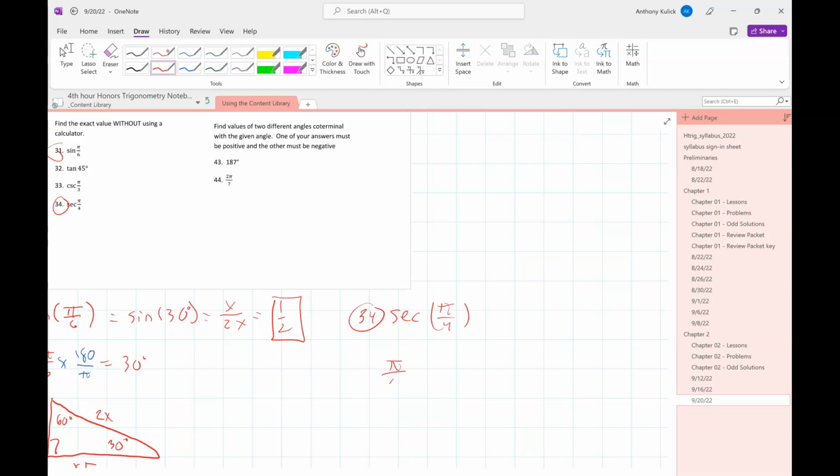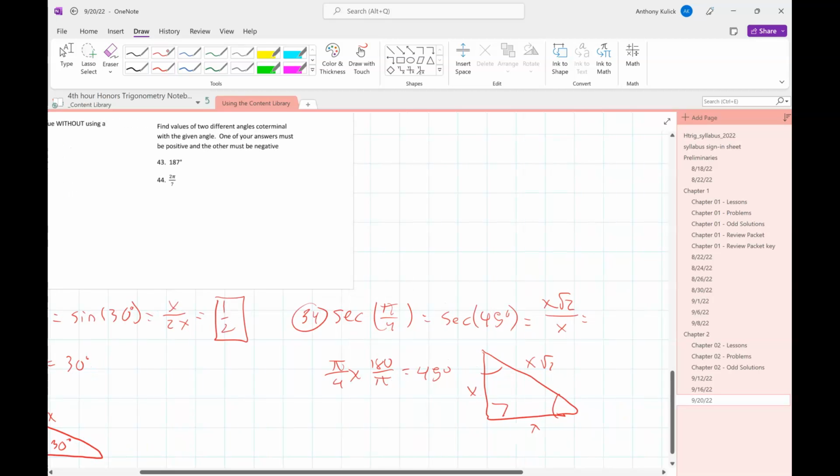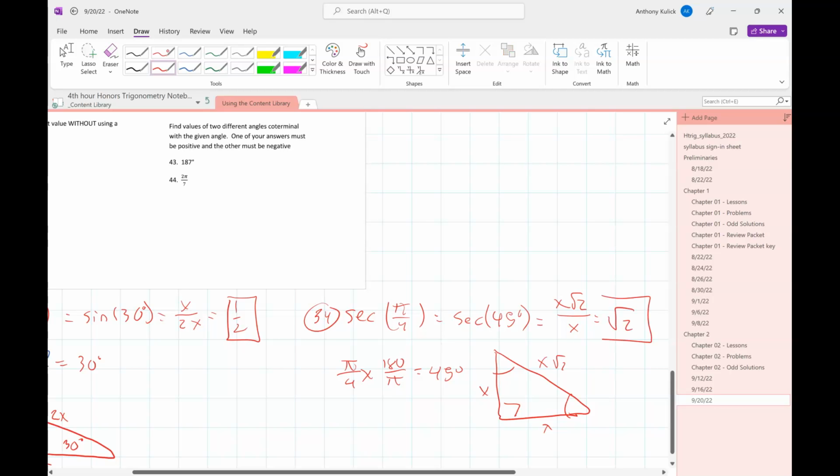So I'm going to do the same thing. I'll start by just converting this into degrees. So that's the same thing as 45 degrees. If I draw my 45, 45, 90 triangle, the side lengths are x, x, and x root 2. I remember secant is hypotenuse over adjacent, which just reduces down to root 2. Done.